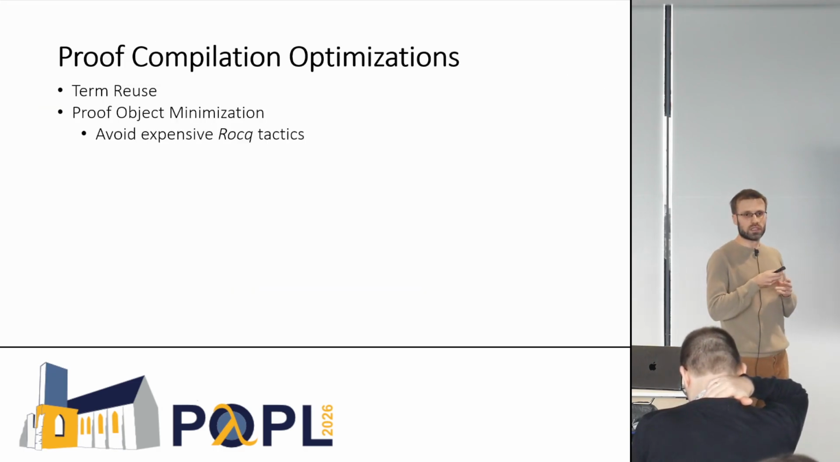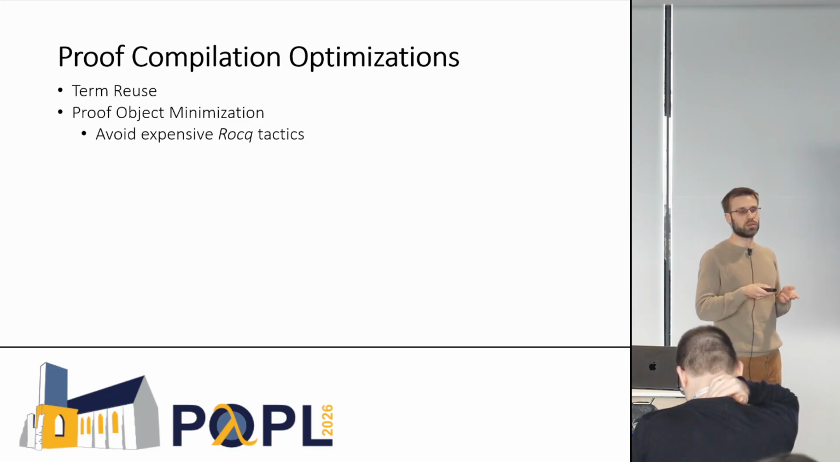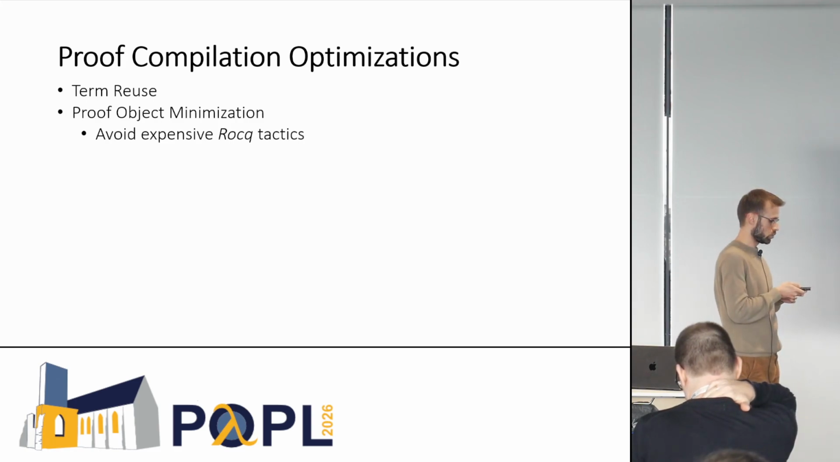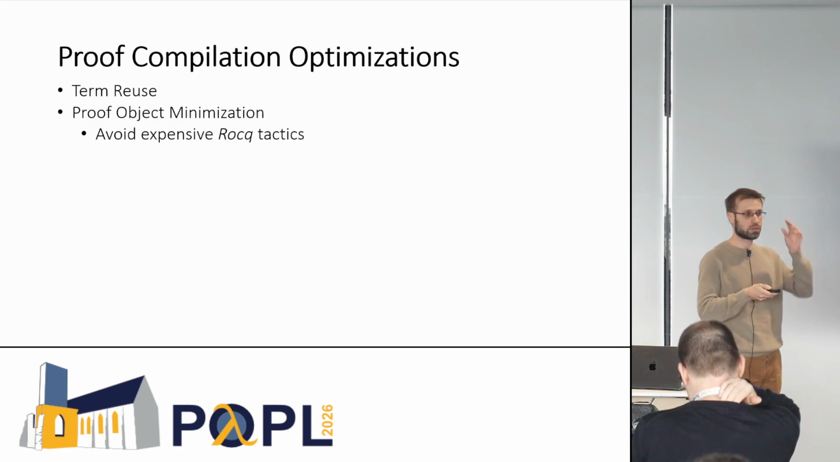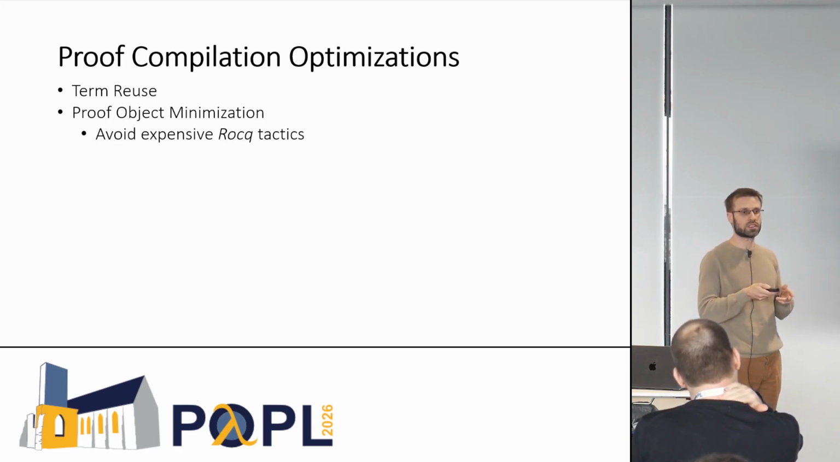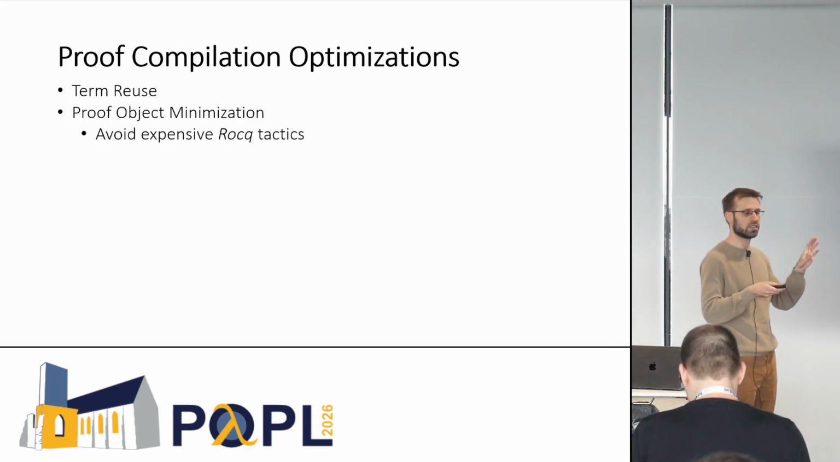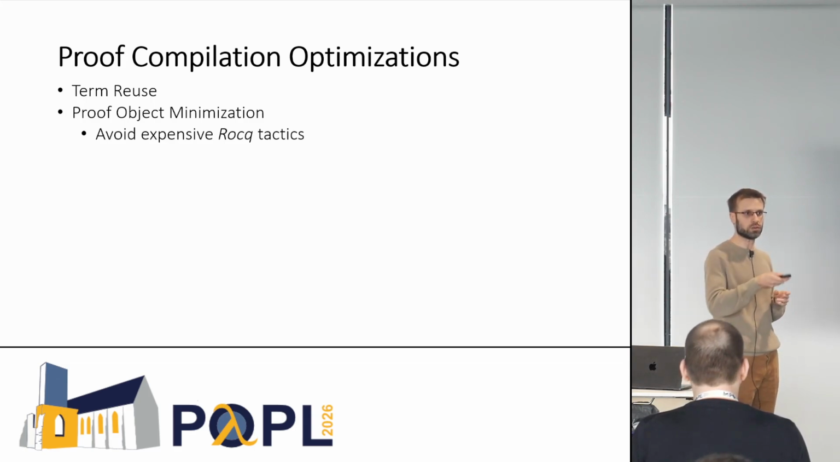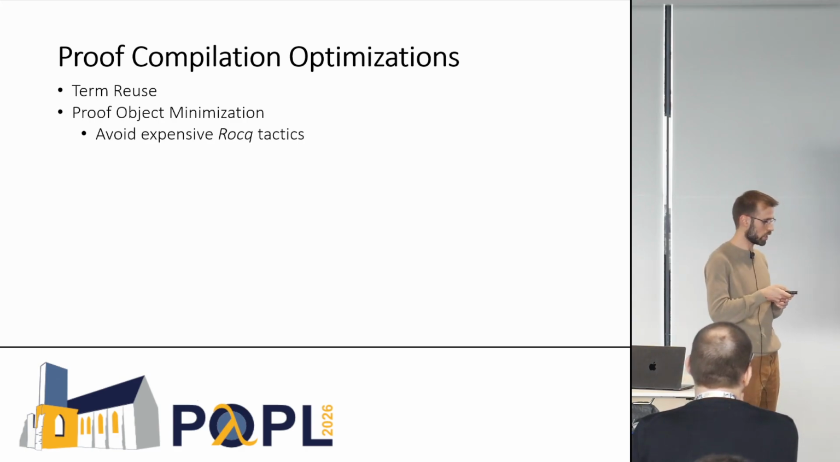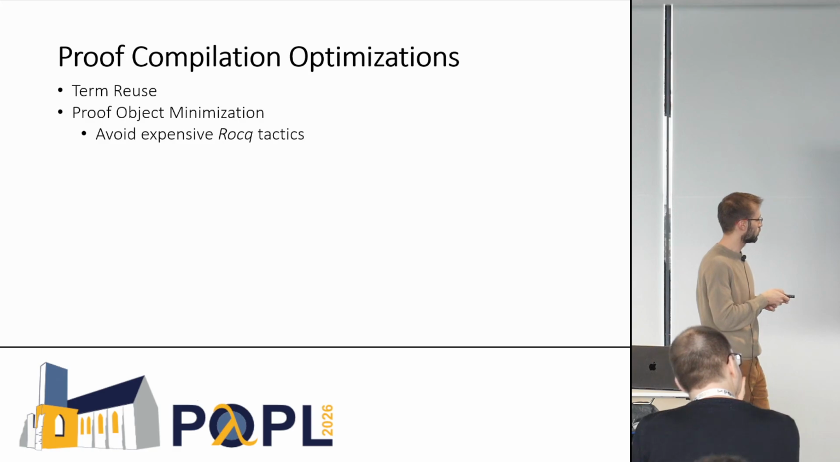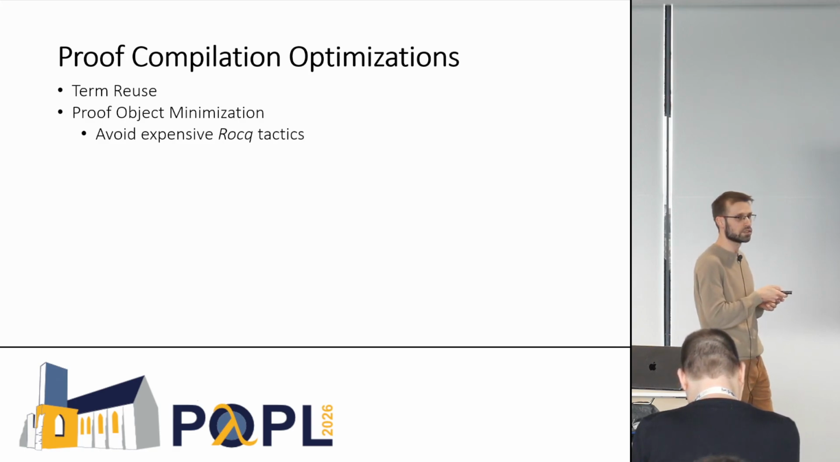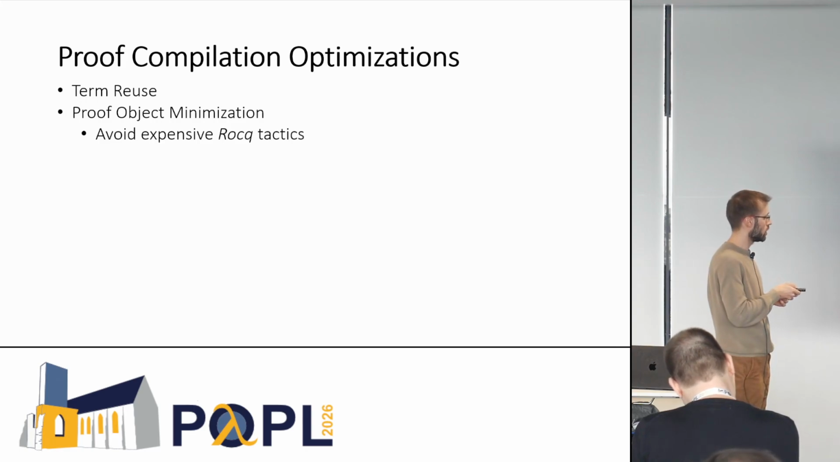Let's talk a bit about proof compilation optimization. As we know, Coq can be very slow when the proof is large. So to handle this, we use several optimizations. First, we try to reuse terms. For example, if there is an SMT expression that is used in multiple symbolic states, we define this Coq term only once, and then only use the variable in different locations. And another optimization aims to minimize proof objects. I will spend a few slides on this one.